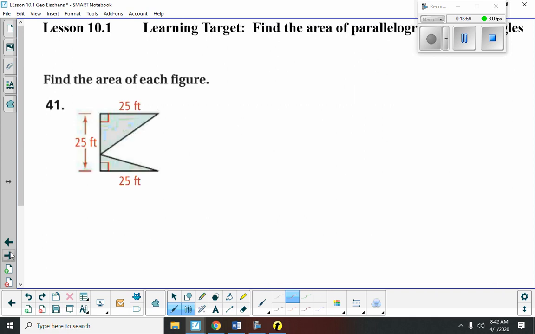All right, next one. Find the area of each figure. So this one's interesting because you can't just find the area of each triangle because you don't know the base or the height for each of these individually. So what we could do is make this into a parallelogram, or a rectangle basically. This side would be 25. So if we found the area of the whole rectangle, the area of a rectangle is base times height. The base would be 25, and the height would be 25. So that's actually a square, isn't it?